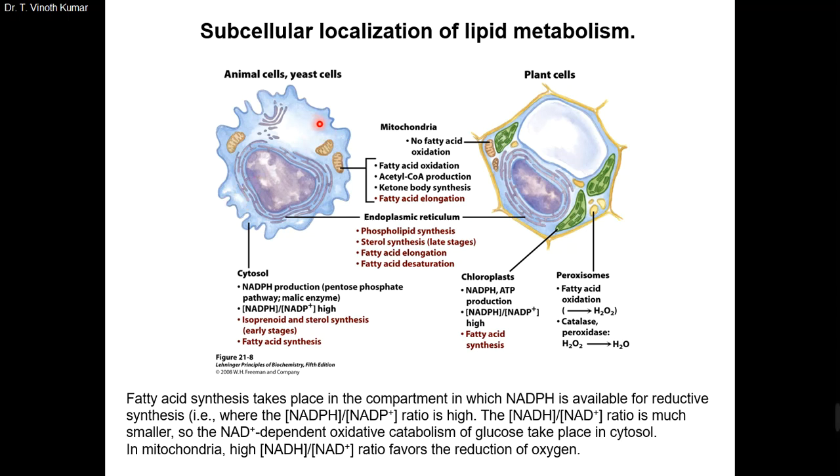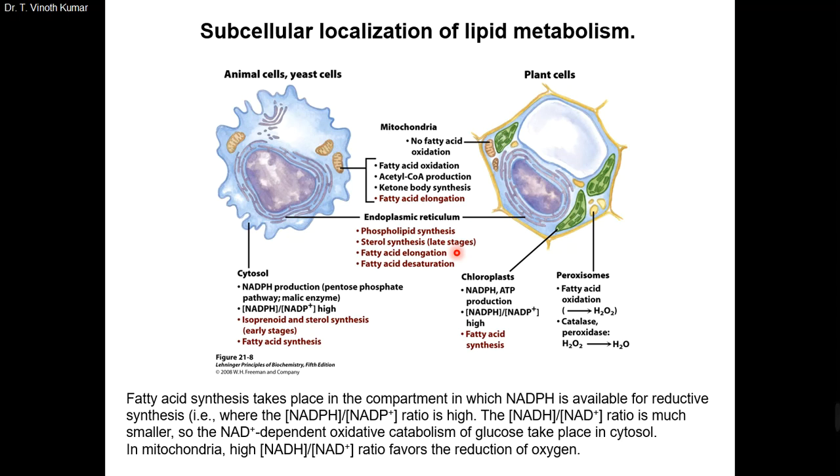Coming to the other subcellular organelles like the endoplasmic reticulum, both plant and animal endoplasmic reticulum are involved in phospholipid synthesis, sterol synthesis, the later stages, not the complete one, and fatty acid elongation and desaturation. Elongation, you already know that fatty acid synthesis will form palmitic acid. The elongation happens by adding additional chains. Only a limited number of carbons will be available for the palmitic acid. Further chains of 2 carbons each are added to the fatty acid by the elongation process.